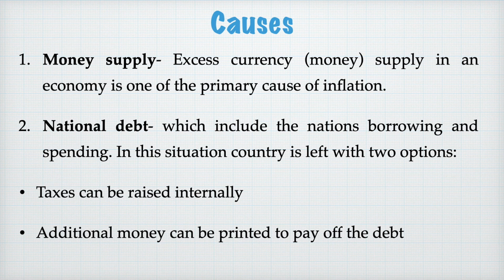In this situation, when there's a national debt, what does the government do? Two options. One, taxes can be raised internally. Now, we always complain that tax rates increase with every budget that is announced. This is one of the reasons. Why are they increasing taxes? To manage their national debt. The second option they have is that additional money can be printed to pay off the debt. That is mostly not followed, but only in case of an emergency situation where we really can't pay off the debt, then they start printing new currency notes. That's the last option to pay off national debt.